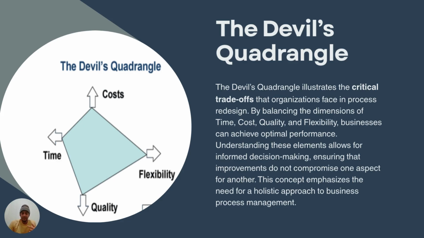Some companies want to prioritize cost and time. Some will prioritize other aspects such as quality and flexibility. So that depends on the company as well. And basically, this concept is used for balancing and emphasizes the need for a holistic approach to business process management.